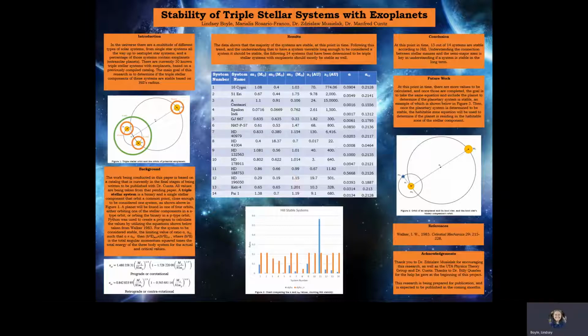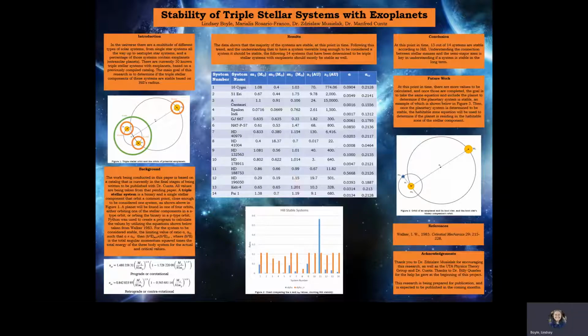The work being conducted in this paper is based on a catalog that is currently in the final stages of being written to be published with Dr. Kuntz, and all values are being taken from that pending paper. A triple stellar system is a binary and a single stellar component that orbit a common point, close enough to be considered one system, as shown above in Figure 1. A planet will be found in one of 4 orbits, either orbiting one of the stellar components in an S-type orbit, or orbiting the binary in a P-type orbit.